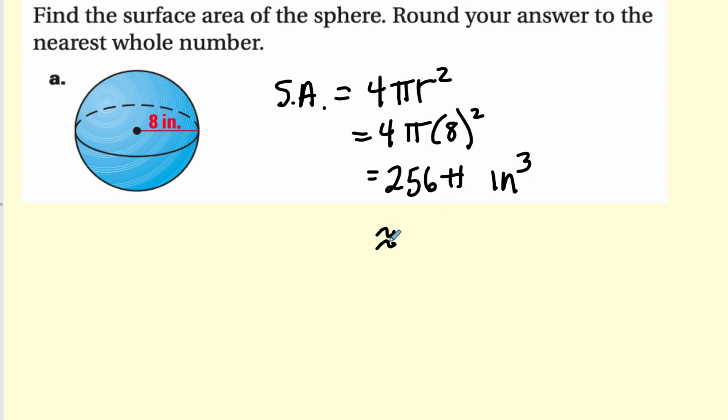The directions say to do some rounding, so I'm going to take 256, use my pi button, and that is approximately 804.2. Oh, it says to the nearest whole number, so let me go ahead and erase the 0.2. And that answer will be inches cubed.